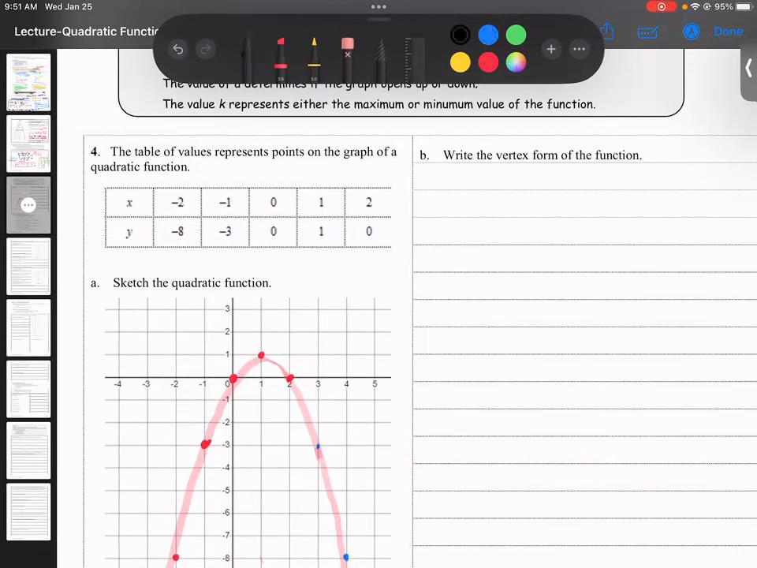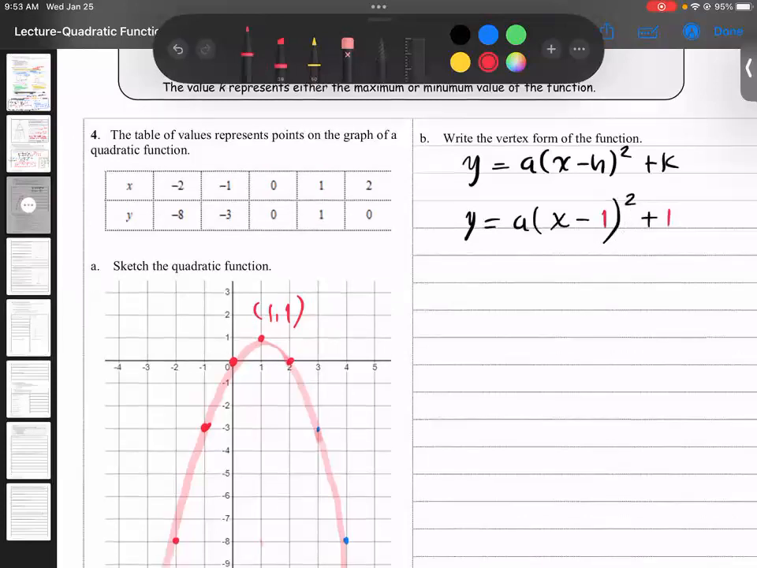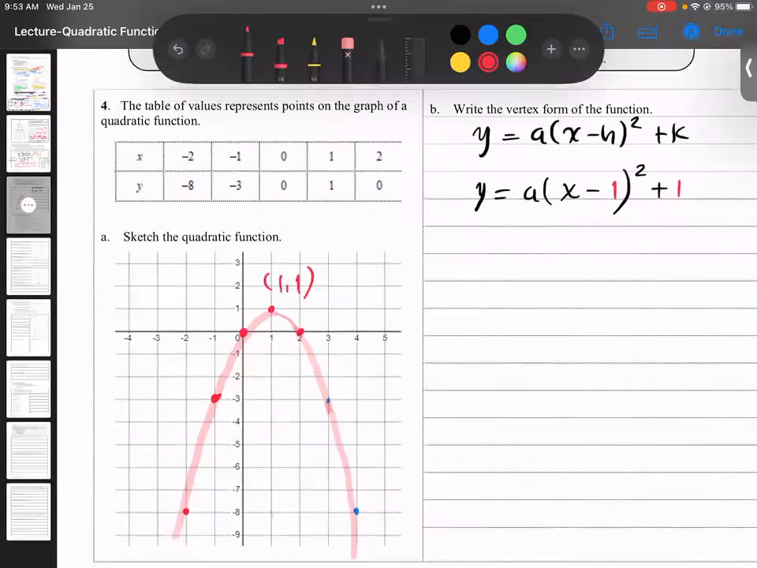Anyone got the equation yet? One, one is your vertex. Plug it in. So y equals a times x minus 1 squared plus 1. Now you find a, you pick a point. I like my intercept, so I'm gonna pick 0, 0. You can pick any of those you like.